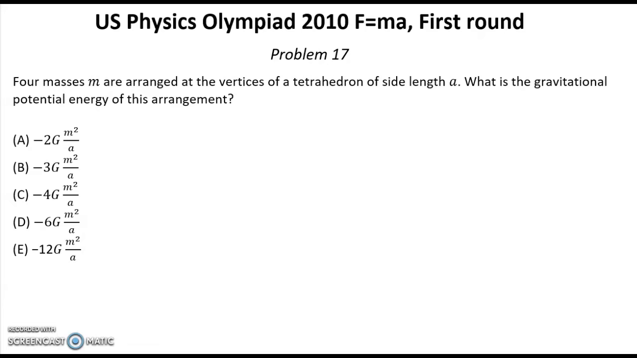Four masses M are arranged at the vertices of a tetrahedron of side length A. What is the gravitational potential energy of this arrangement?